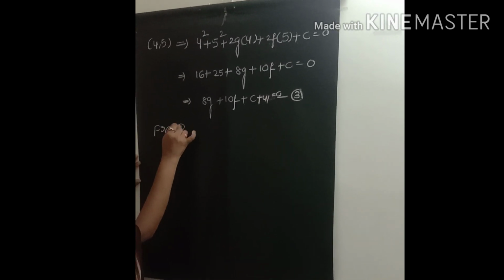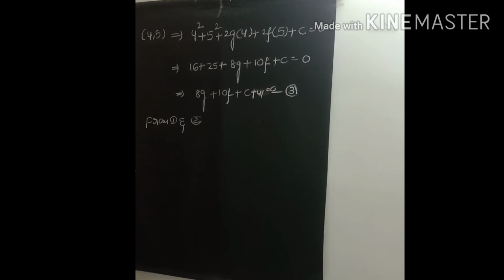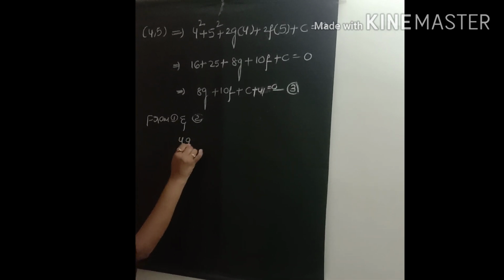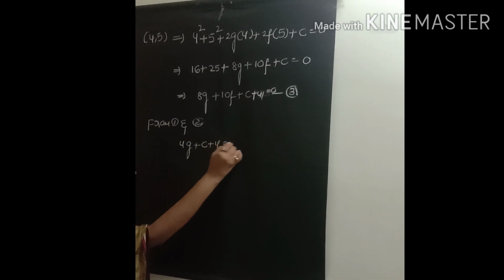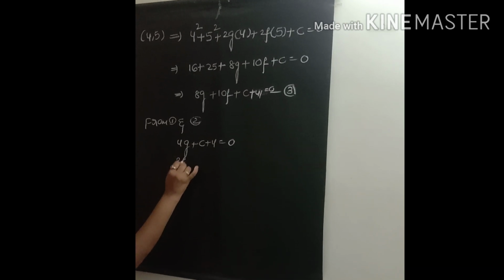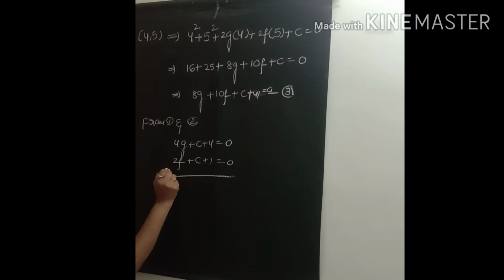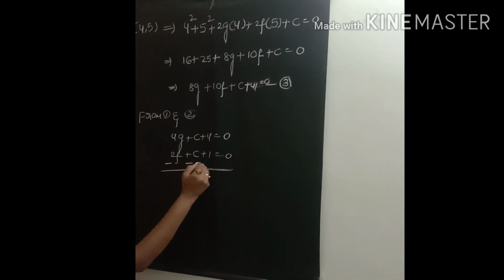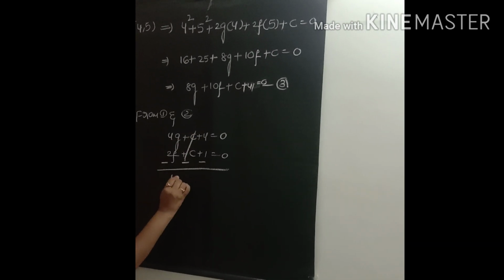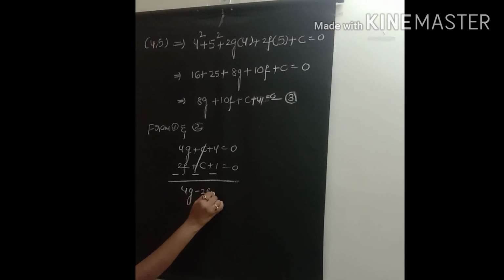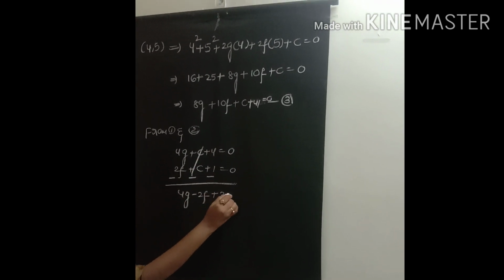So first taking equations 1 and 2. First equation: 4g plus c plus 4 equals 0. And second equation: 2f plus c plus 1 is equal to 0. Now subtracting the equations, changing the signs of the second equation, that is 4g minus 2f plus 4 minus 1, plus 3, is equal to 0.